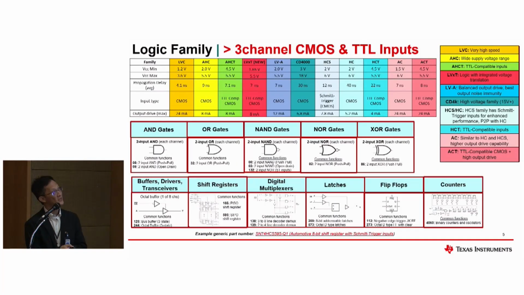So for logic family, there are more than 3 channel. You can see that it expands beyond the 6 product families I mentioned just now. So we have the newer one called the LV-A, which is an advanced product that is able to provide better noise immunity. And also, of course, the very legacy product we call the CD4000 that provides the widest voltage range, as well as the HCS and ACD. So these are another 8 or 9 product families to support all these various standard functions. Okay.